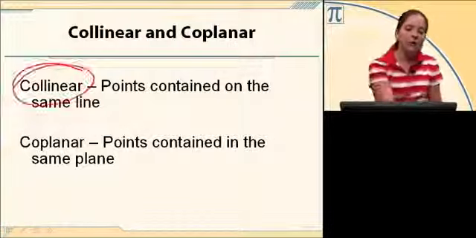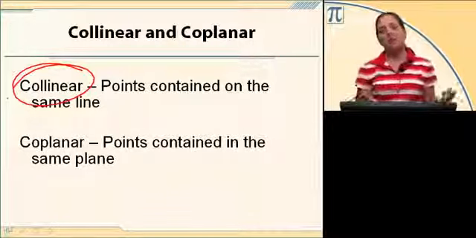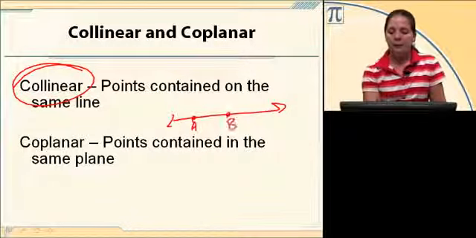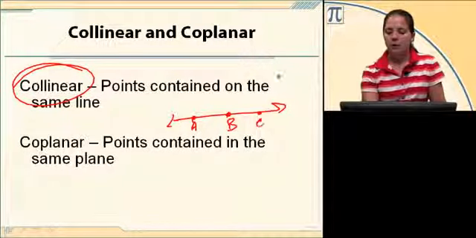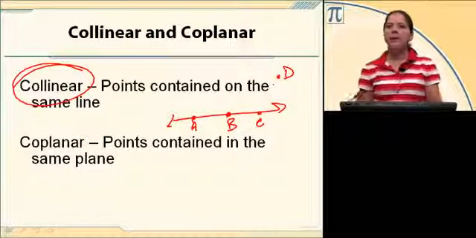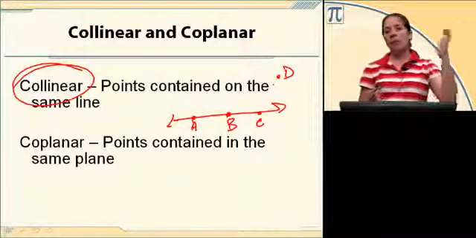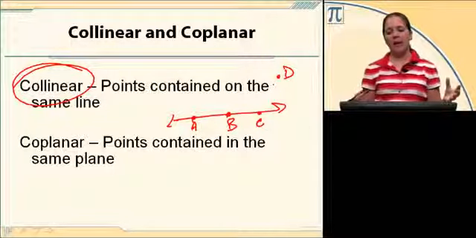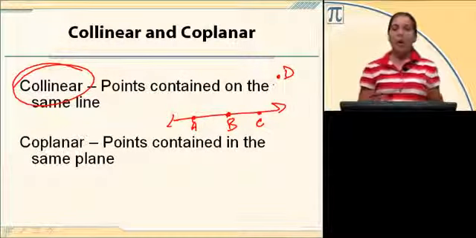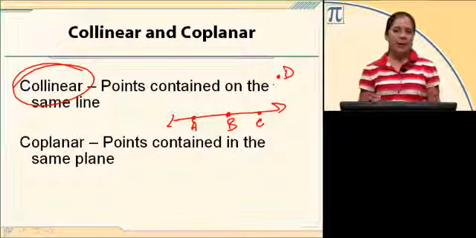Collinear means that they're points that are on the same line. So, for example, if I have points A, B, C, and then D. Points A, B, and C, those are all collinear because they're on the same line. Point D is not collinear with A, B, and C because it is not contained on the same line as A, B, and C. Coplanar are points that are contained in the same plane.